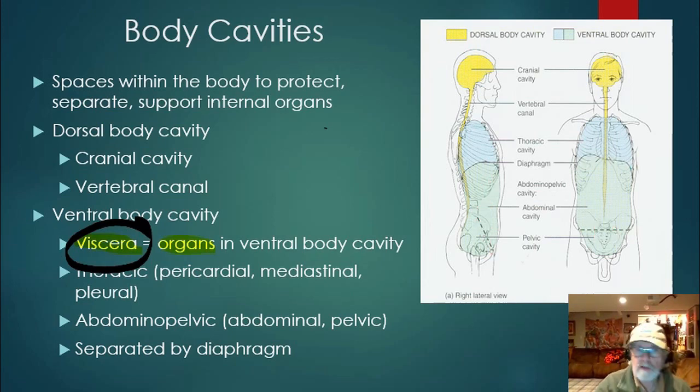We should know the dorsal body cavity, the cranial cavity, as well as the vertebral cavity with the brain and spinal cord; the thoracic cavity with a right pleural, a left pleural, a mediastinum, and a pericardial cavity inside there; and the abdominopelvic cavity with the abdominal cavity and an arbitrary pelvic cavity, from an imaginary line from the sacrum on down to the area of the pubis. Okay? And we know the word visceral means the organs inside the abdomen. So everybody's good with that.